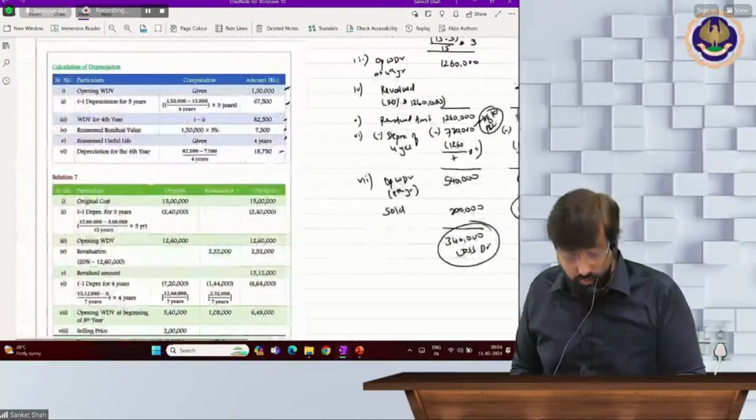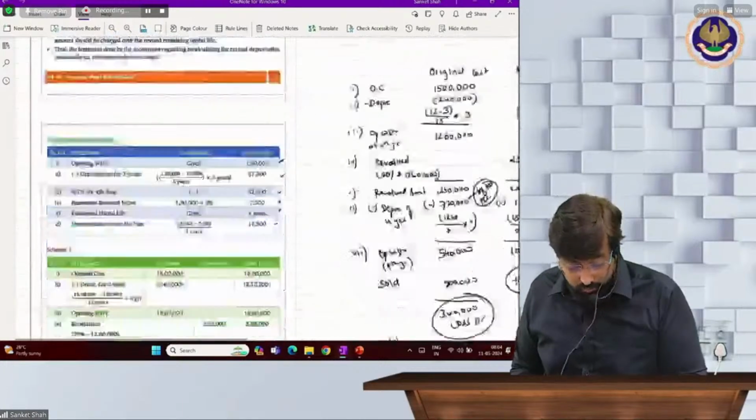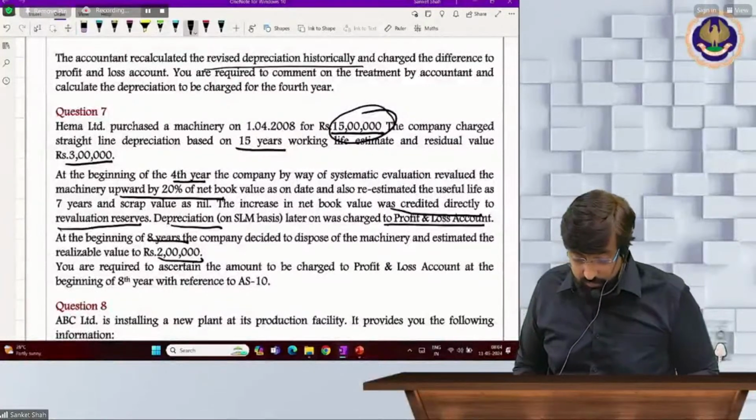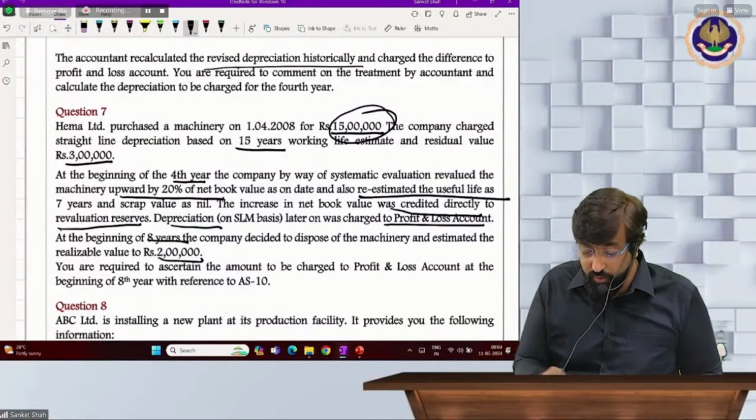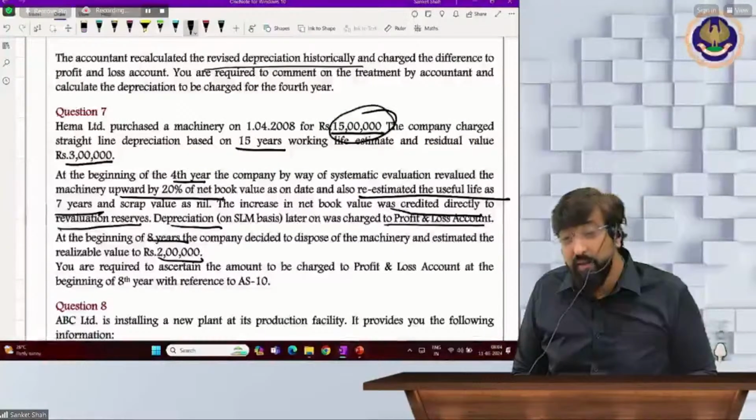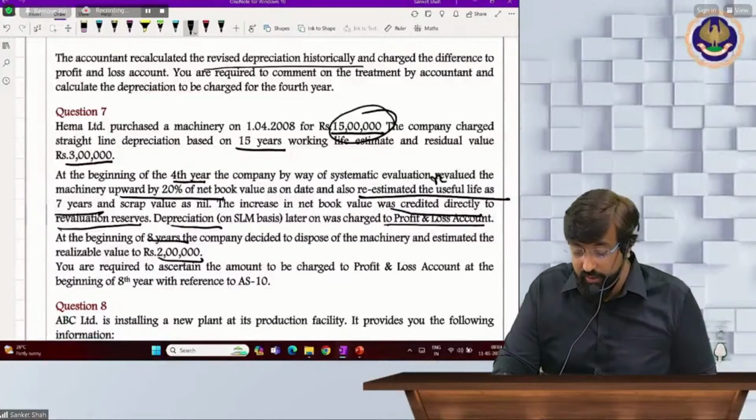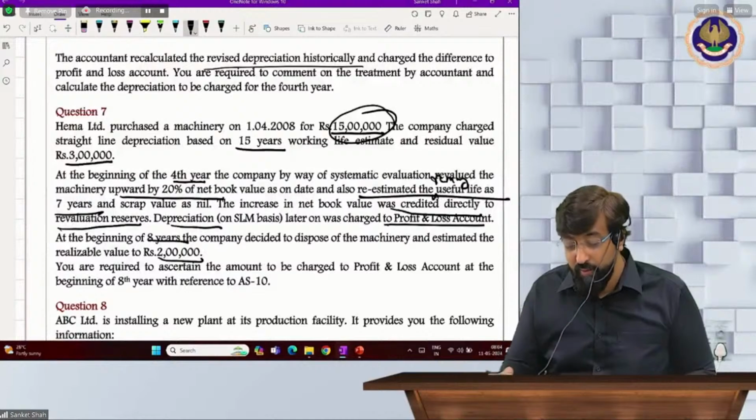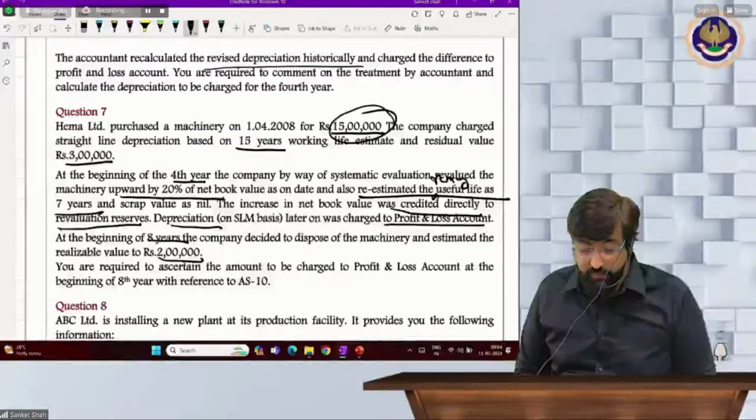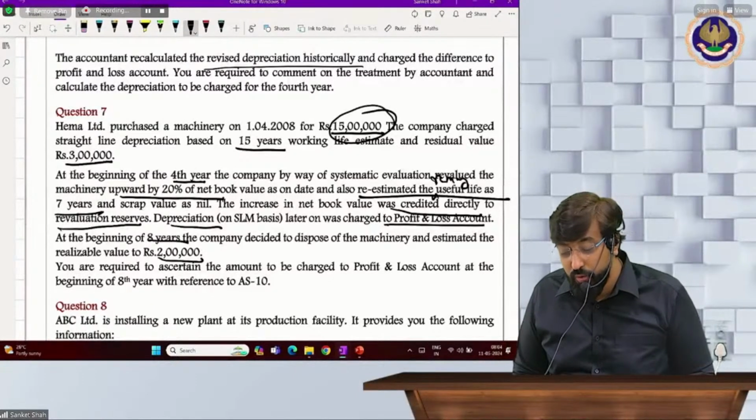No, no, no. It's a total of 7 years, the re-estimated useful life. Re-estimated remaining useful life. If you're getting confused, you can take remaining useful life. Re-estimated useful life, because the 4th year is already completed, so it is the re-estimated remaining useful life.